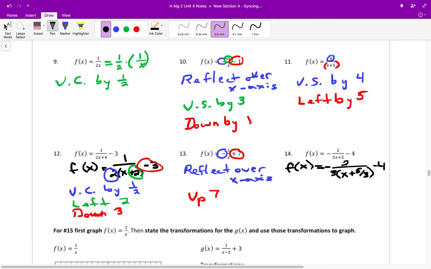Okay, now here's what I'm going to do. I'm going to go ahead and pull this 2/3 to the front of my fraction. So, similar to what we've done in the past, I'm going to pull this 2/3 to the front of the fraction. So what that's basically going to look like, you'd say negative, pull the 2/3 out in front. Here is my parent function, 1 over x plus 5/3, and then minus 4.